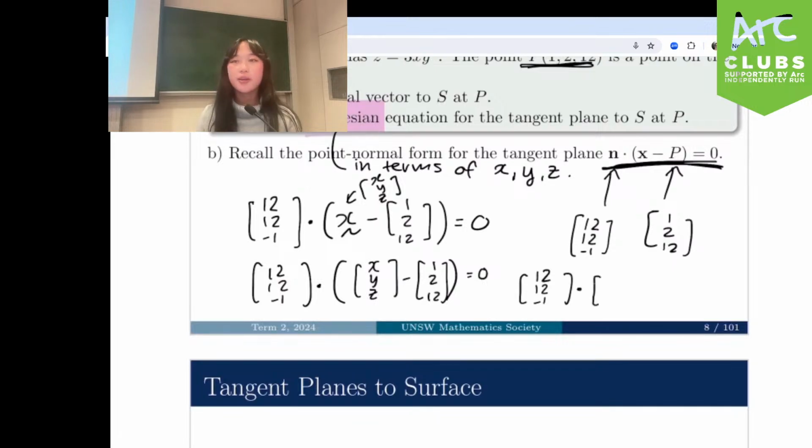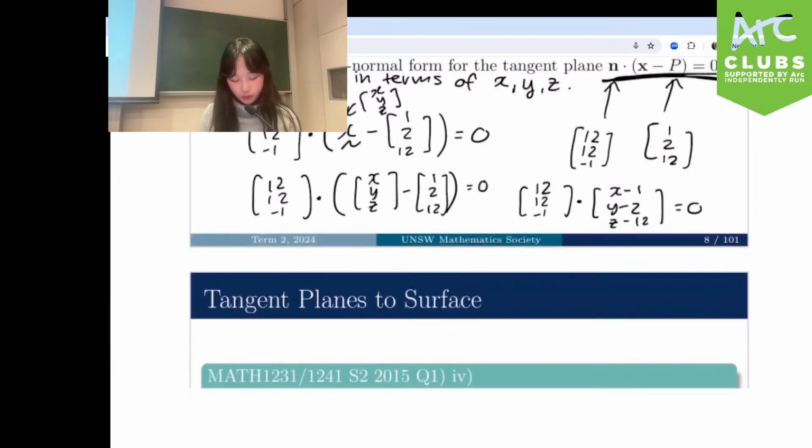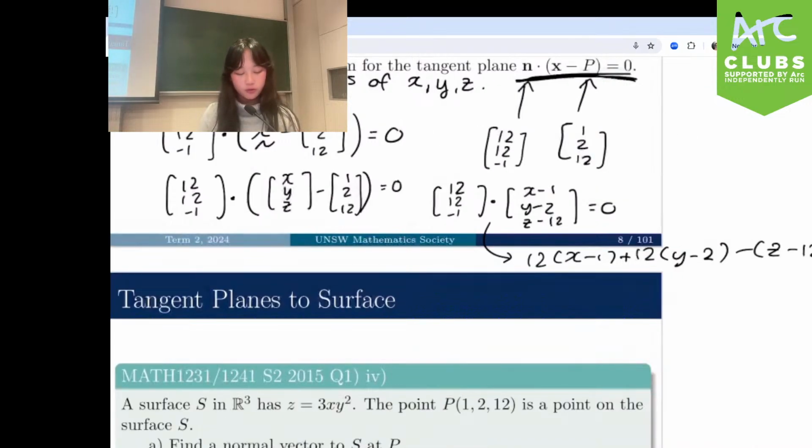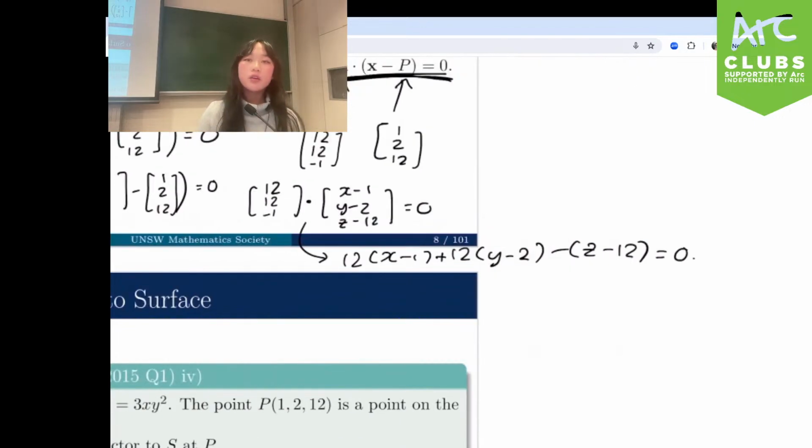I'm just going to combine them into one vector. Y minus 2, z minus 12. And when we take the dot product, what happens is we get 12 times x minus 1 plus 12 times y minus 2 minus z minus 12 equals 0. Okay? That is fundamentally our Cartesian form.